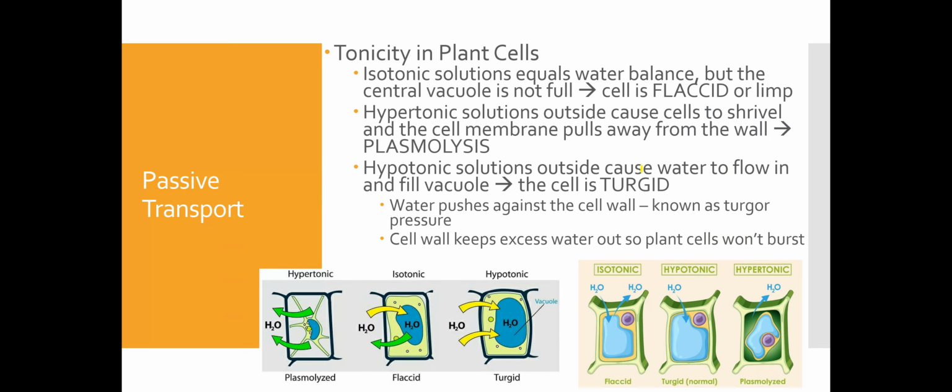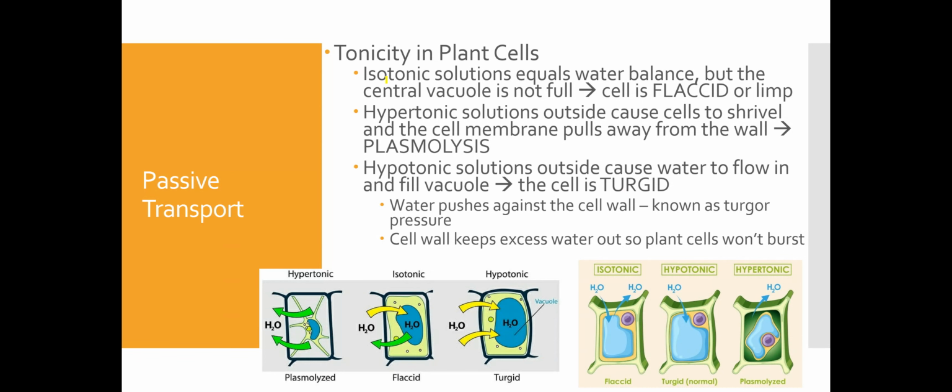Now, it is definitely a little bit different in plants because of their cell wall. So remember that animal cells don't have a cell wall, plant cells do. And so the whole concept of iso, hypo, and hyper are still the same, but what happens to the cell may be slightly different.